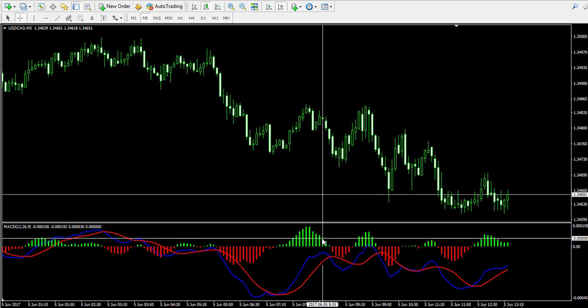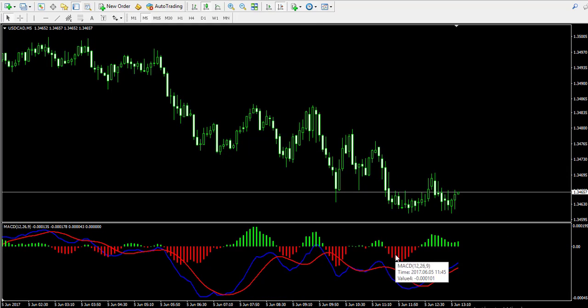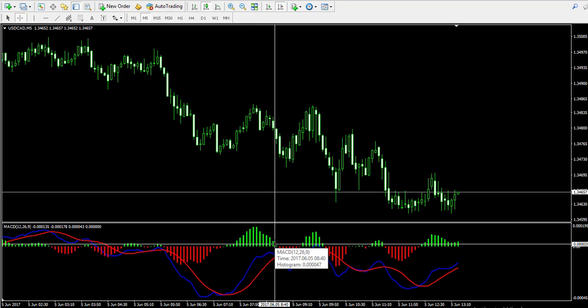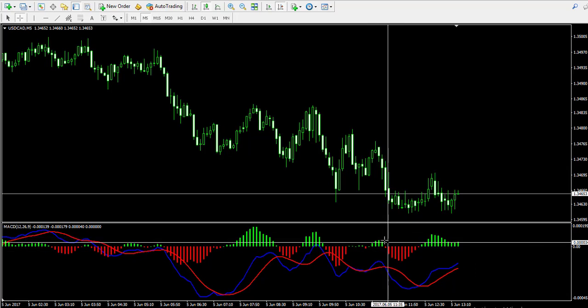And the histogram represents the difference between the two lines. So when the histogram is green, creating green bars, this means that the blue line is above the red line. When the histogram creates red bars, this means that the blue line is below the red line. So pretty much you can visualize the MACD crossover using only the histogram.